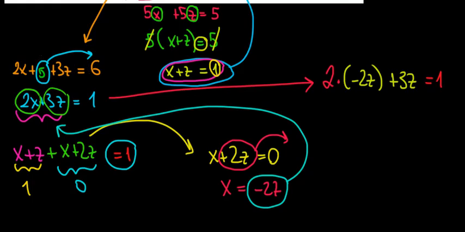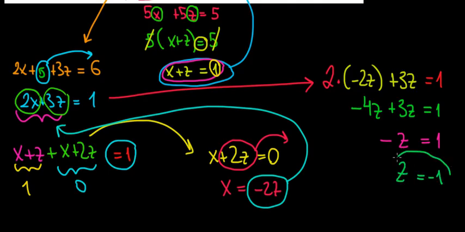What is 2 times minus 2? That's minus 4. So we have minus 4z plus 3 times z is equal to 1. What is minus 4z plus 3z? That's minus z. So minus z equals 1, meaning that z is equal to minus 1, right? If we divide both sides by minus 1, we would find that z is equal to minus 1. So one more variable. Now we have z equals minus 1.